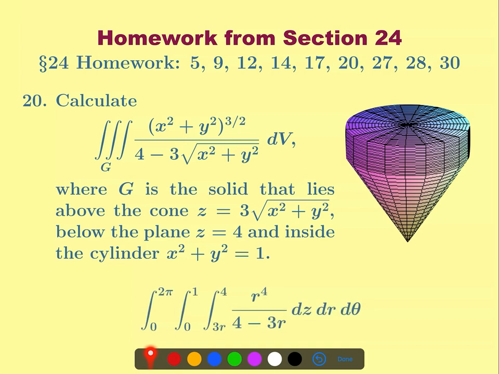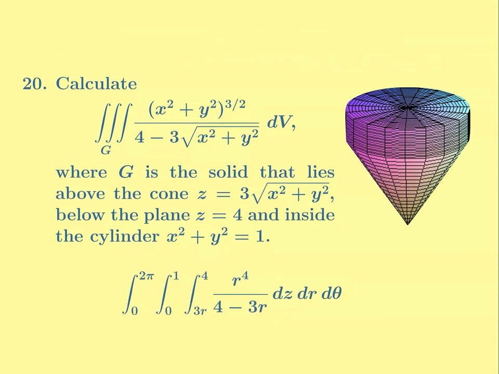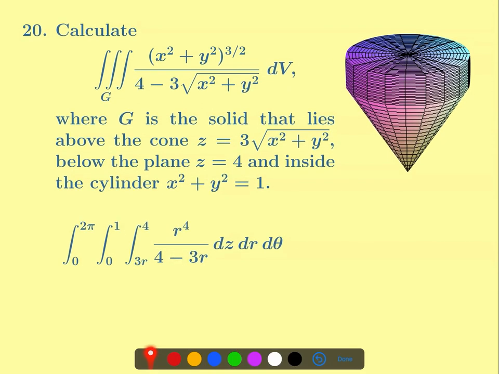So when we set it up, at least the limits of integration aren't too bad. Theta, again, is from 0 to 2 pi, going all the way around the circle. And r is going from 0 to 1. And then z is going from the cone, which is z equals 3r, to z equals 4, the plane. So that's the setup. Is that easier to integrate?